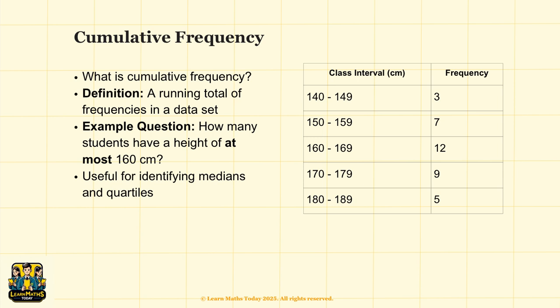Imagine we are collecting data on the heights of students in our class. If we want to know how many students have a height of at most 160 cm, we can't just look up the regular frequency table like the one shown on the right. Instead, we have to add the frequencies as we go along. This is what cumulative frequency means. It gives us a running total and helps us answer questions like how many students are at most 160 cm tall.